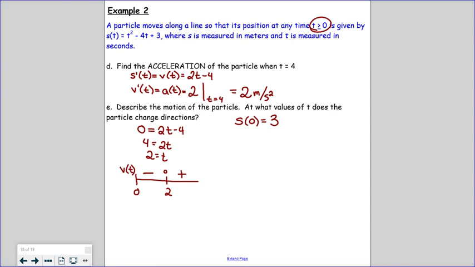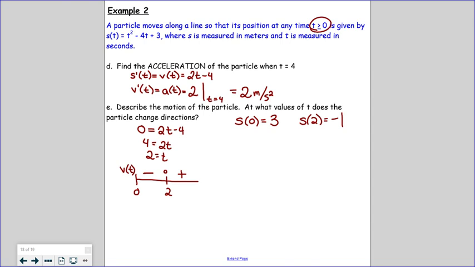The other place that I want to know where our particle is, is where it ended up when it changed directions. Well, it was moving left, it stops, and then it's moving right. Where is it when it stopped? So let's look at where our position is at time equals 2. Go back up to our position function, plug that in. Let's see, 2 squared is 4, minus 4 times 2 would be negative 4, plus 3, negative 1.